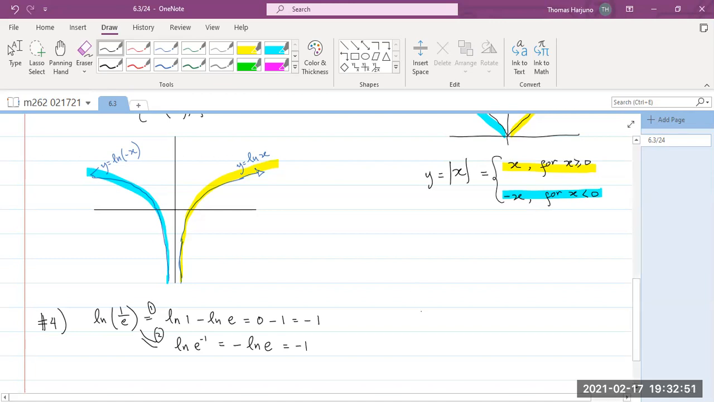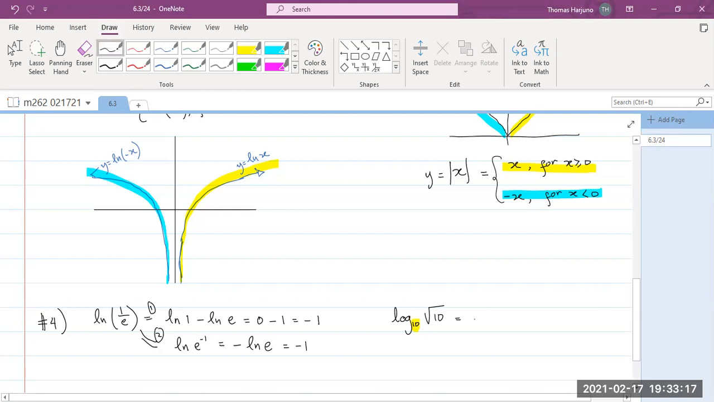Number 4b, log base 10 of square root of 10. Actually, they don't need to write this base 10 here. If they don't write the base and they use log, it means it's base 10, even without writing the base.